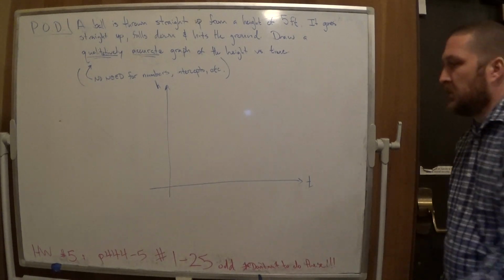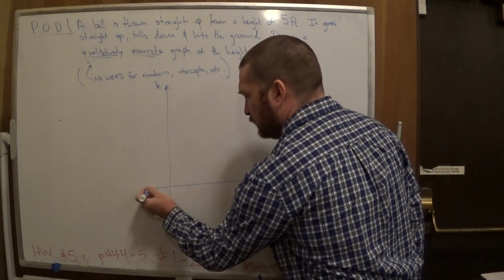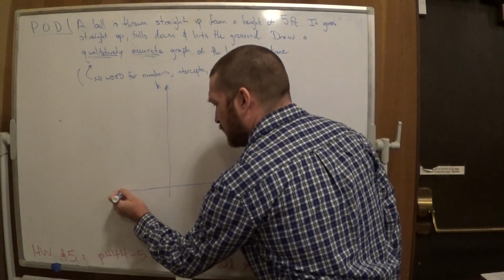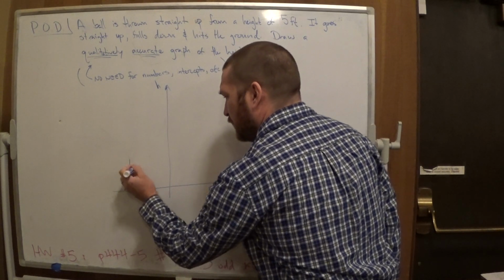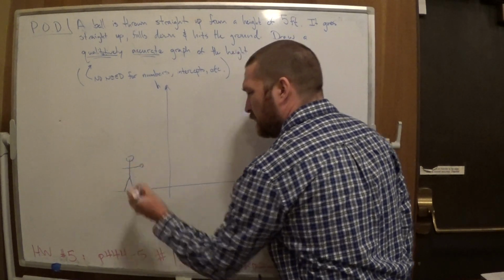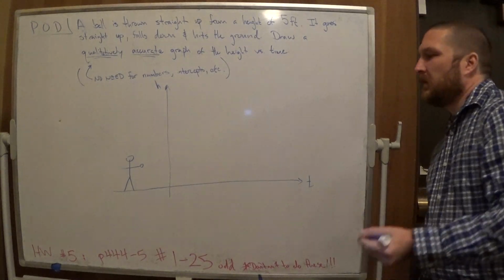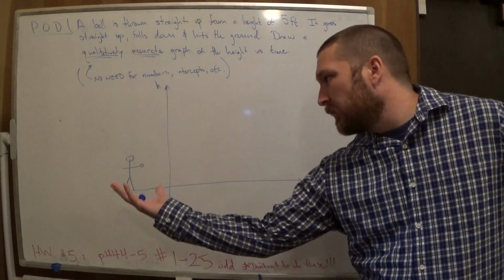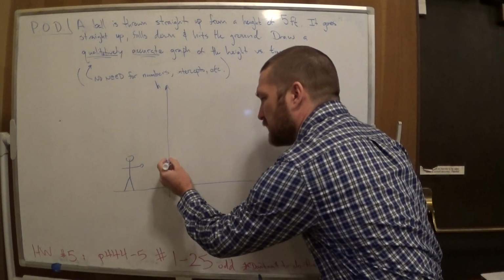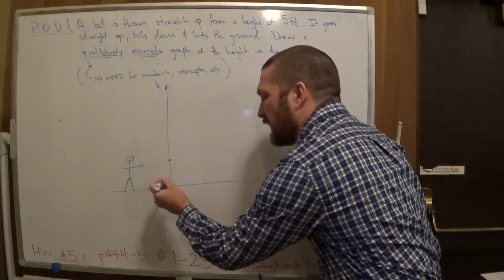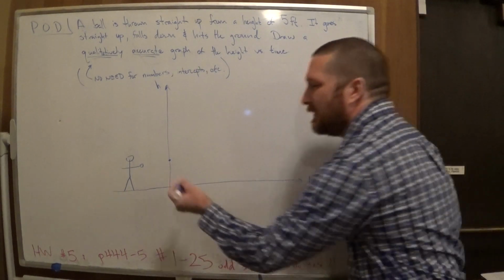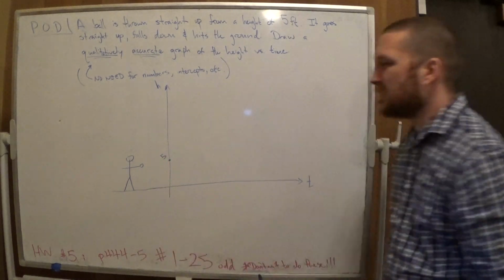Now what we're imagining here, I'm going to imagine somebody's standing right here with a ball. And that ball, they just took it and threw it. And the instant they throw it, it's right here. That's its height. And I said no numbers, but it's 5, right? Because it says it's 5 feet.